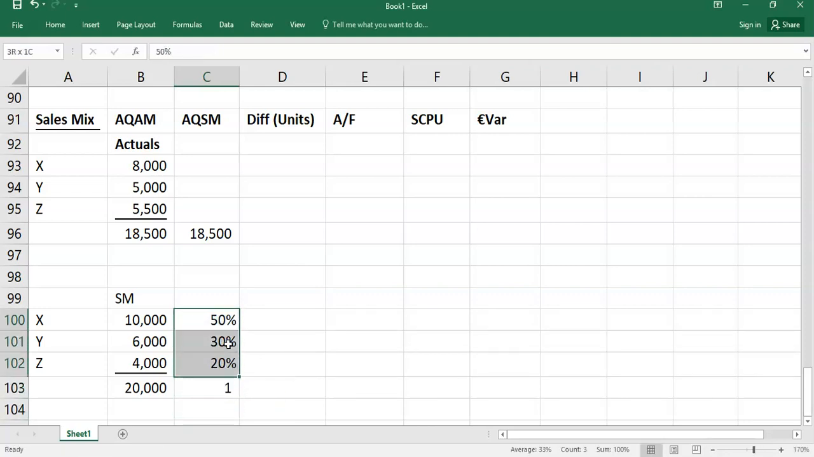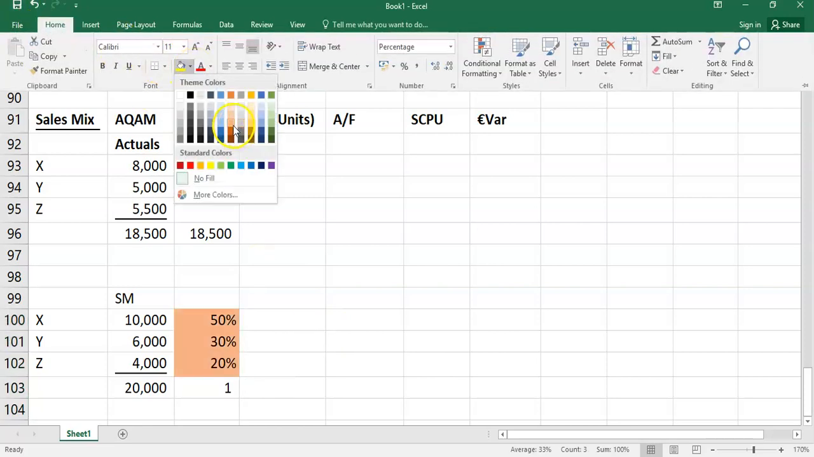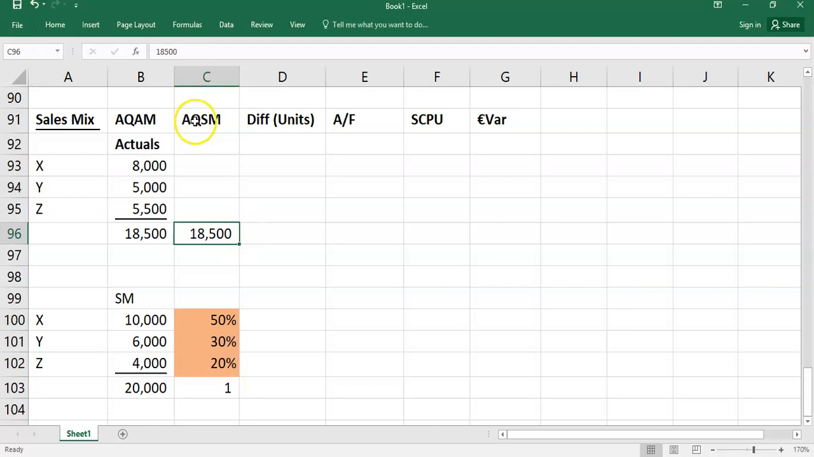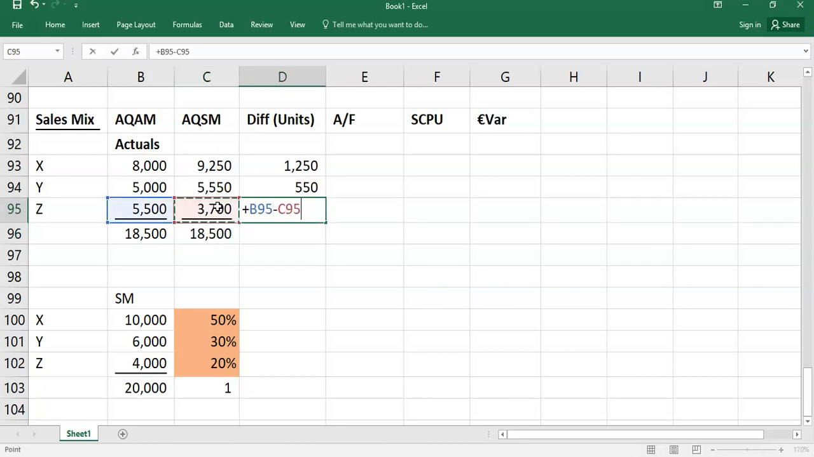That's your SM. And you take that SM now and you apply it to the actual quantity. Hence the phrase actual quantity in the standard mix. So if you held the same mix, half of your units should have been X. And clearly they weren't. There was a 1,250 difference. 30% of your units sold should have been in the commercial Y, and clearly they're not. There's 550 less. And 20% of your units sold should have been industrial, whereas actually you've sold a lot more. You've sold 1,800 extra of industrial. So that seems to be the big winner in terms of changing sales mix.